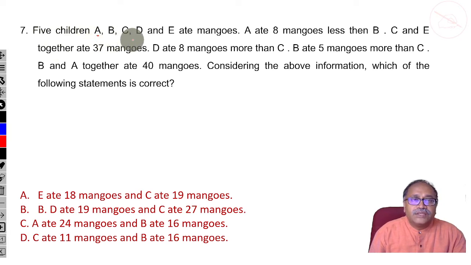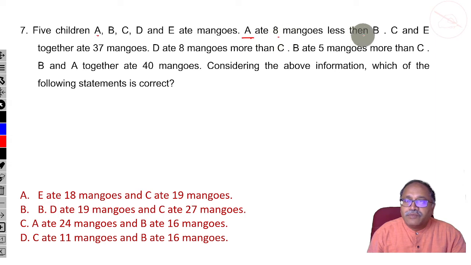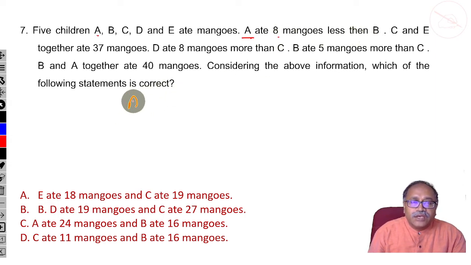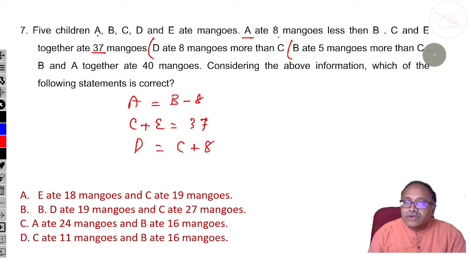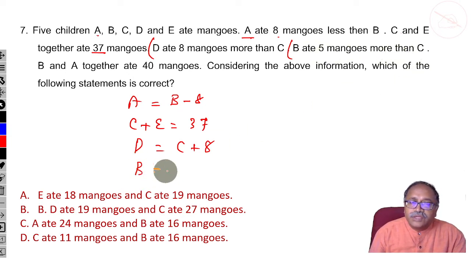Then 5 children A, B, C, D, E and 8 mangoes. A has 8 mangoes less than B. So here it is said that A is equal to B minus 8. Then C and E together have 37, C plus E is 37. Then D has 8 mangoes more than C, so D is equal to C plus 8. Then B has 5 mangoes more than C, so B is equal to C plus 5.